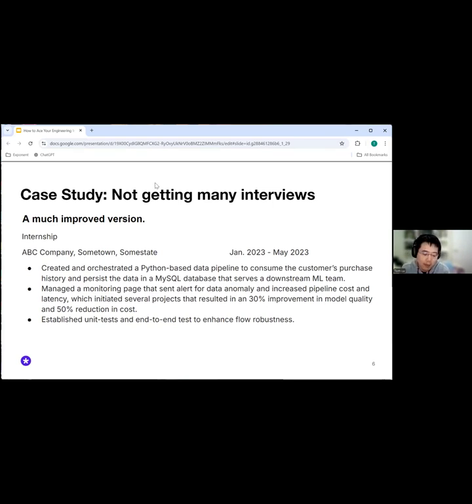Try to be as specific as possible and do not worry that your recruiter is not going to be able to understand your resume. Most of the recruiters are much more experienced, much more technical than we imagine.